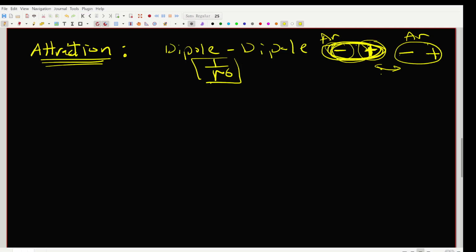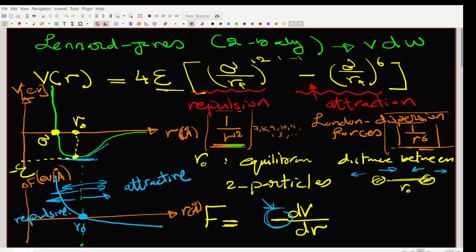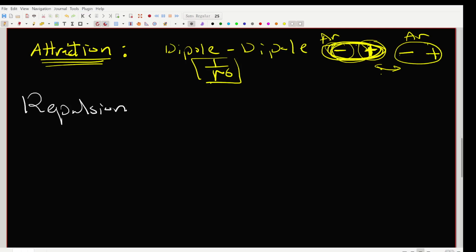Again, this is not intended to be a detailed description. It's just a quick summary of the reason for the attraction. Meanwhile, the repulsion is when you bring the two atoms very close to each other. Remember, when you bring the two atoms very close to each other, there is repulsion. The reason for this repulsion is the overlap of electronic clouds.